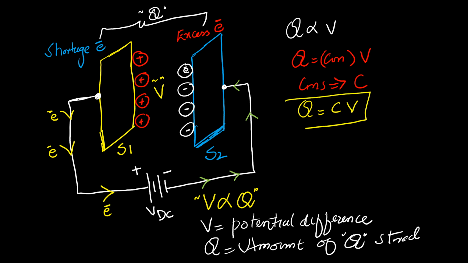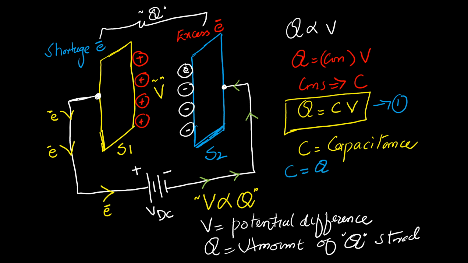So this is the equation for a parallel plate capacitor, where C, which is a constant, is known as the capacitance of the capacitor. Capacitance is defined as the ability of a capacitor to store electric charge. From this equation we can easily derive the formula for capacitance, which is C = Q/V.